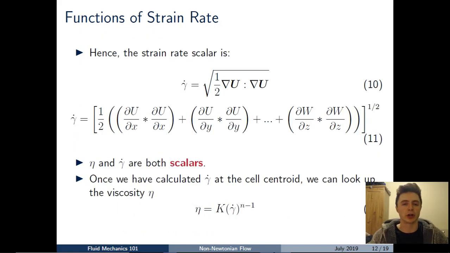So really, to bring that point home, the strain rate scalar is going to be equal to the square root of half times the velocity gradient, each component multiplied by itself and then added, because the matrices a and b are the same. And what that means is that for every cell in our mesh at the centroid, because we have the velocity gradient, we can then work out the strain rate scalar using equation 10 and then plug that into some form of power law or any other function of gamma dot that we might have and use that to calculate our apparent viscosity eta. And then we can put that into the Navier-Stokes equations for our CFD code.